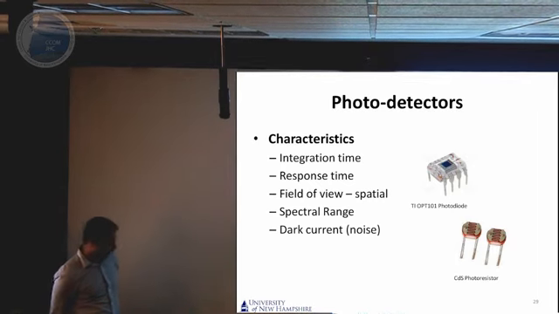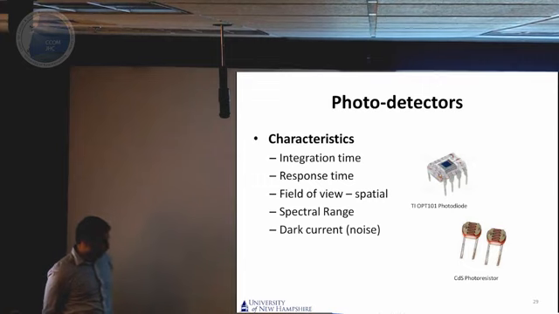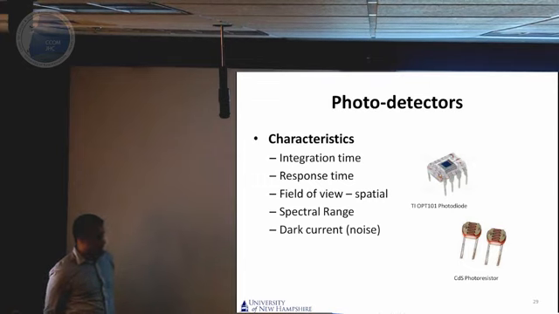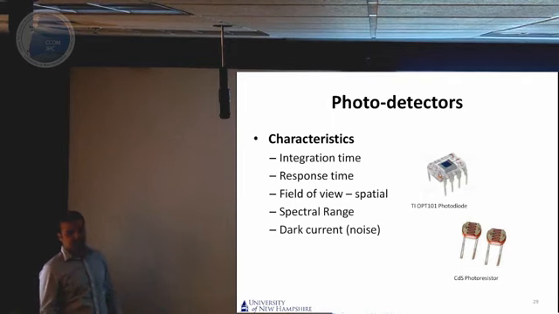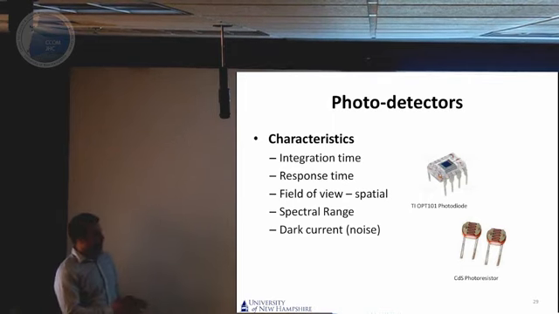That's also an important phenomenon, so we are interested in spectral range. For example, different light detectors have different wavelengths at which their sensitivity differs. We would like to get more sensitivity at visible wavelengths, basically.